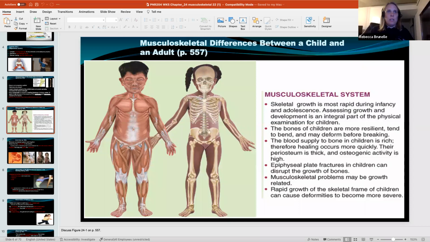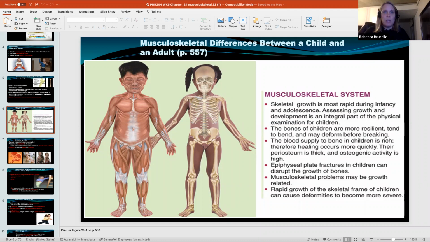So we're going to go ahead and start with chapter 24, which is the musculoskeletal chapter. Like I said, there's 70 slides in this PowerPoint, so we're not going to do all 70 of them, but I will make sure that I point out the necessary information that you really need to focus on, and then you have it as a resource to look at some more information.